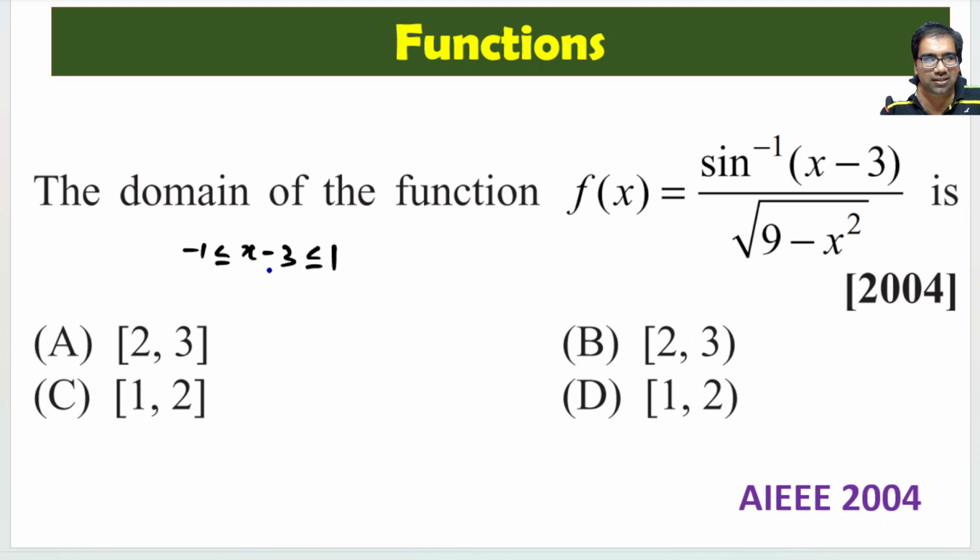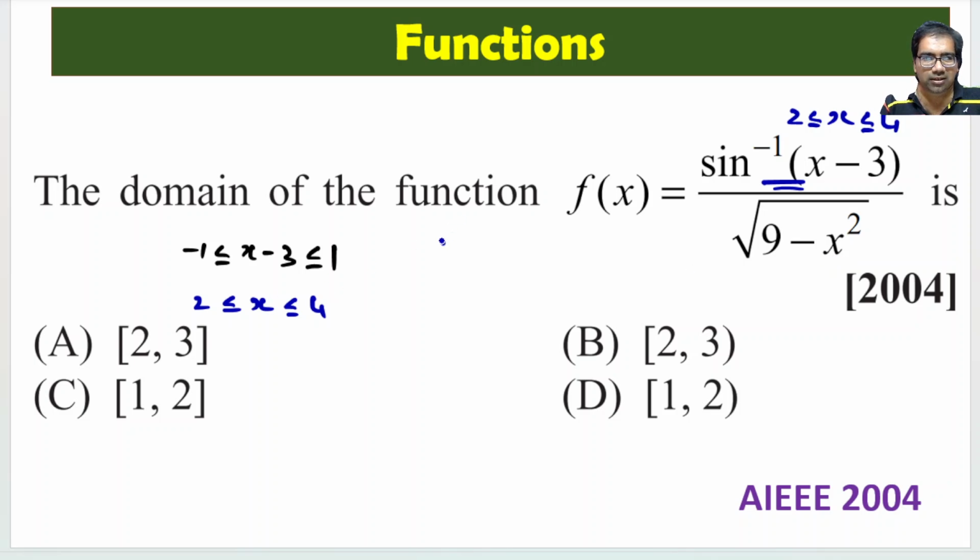Minus 1 is less than or equal to x minus 3, which is less than or equal to 1. That means minus 1 plus 3, which is 2, should be less than or equal to x, less than or equal to 3 plus 1, which is 4. This is as per the numerator. The numerator would be okay as long as 2 is less than or equal to x less than or equal to 4. Now, we have to take care of the denominator.